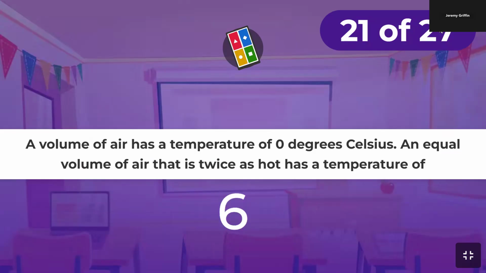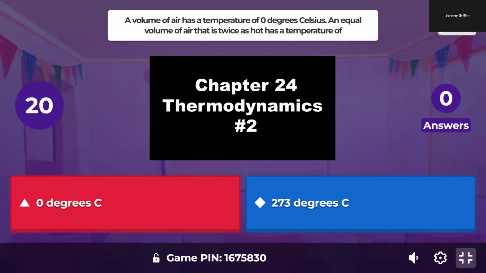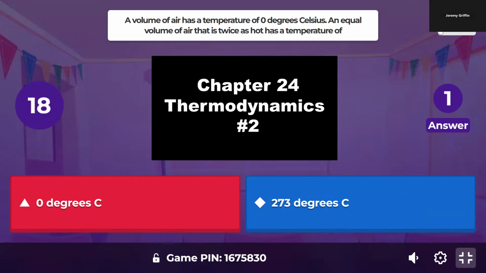A volume of air has temperature 0 degrees Celsius. An equal volume of air that's twice as hot. It's not twice as hot.